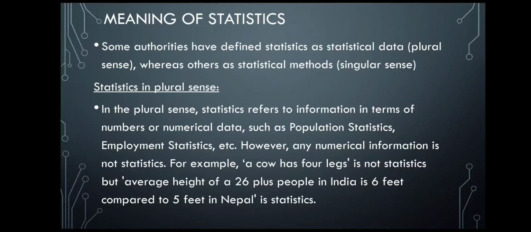But if we say that the height of the youth who are 26 plus is 6 feet, and the average height of people in Nepal is 5 feet, then this can be considered as statistics because there is a level of aggregation, a level of totality rather. In fact, the average has also been calculated, and as a result, it can be considered as statistics.